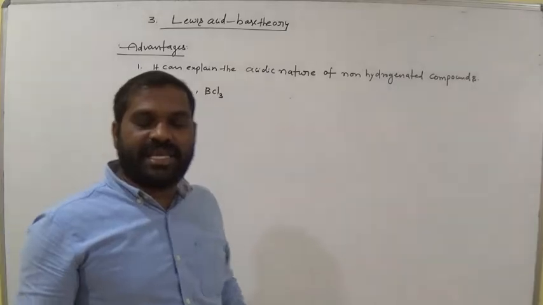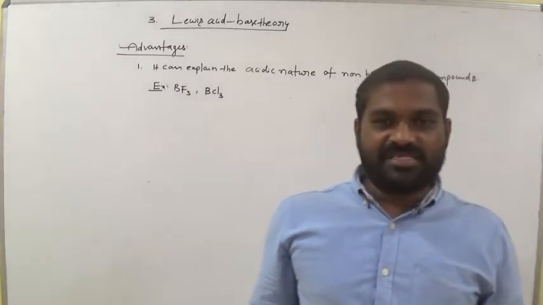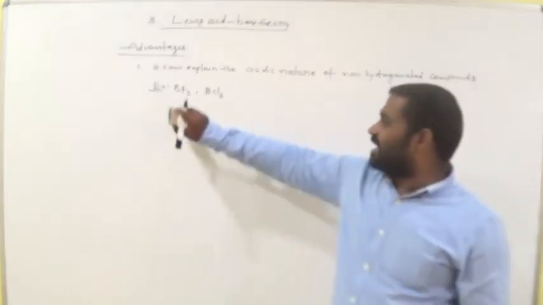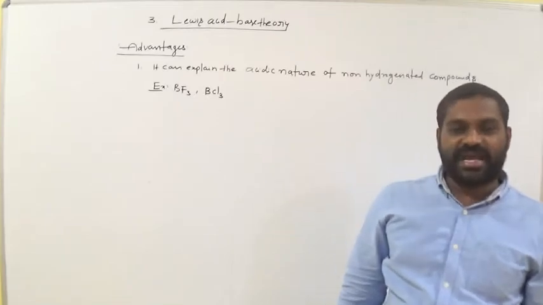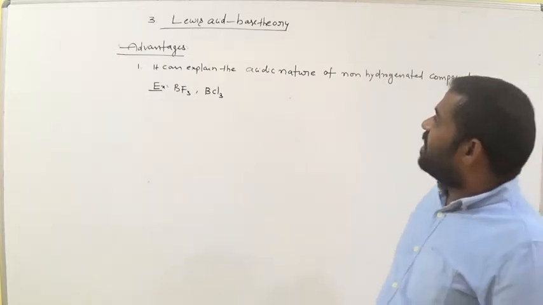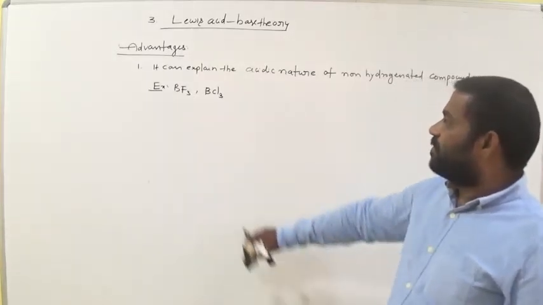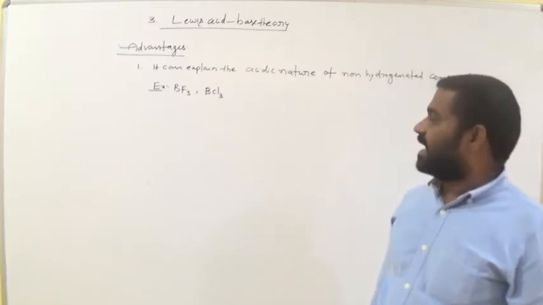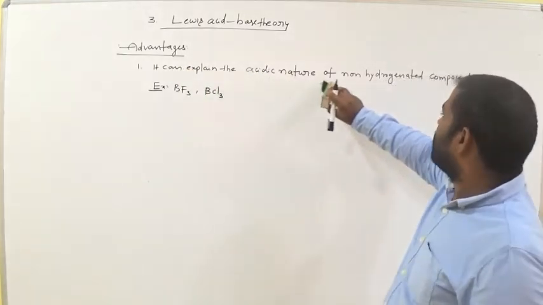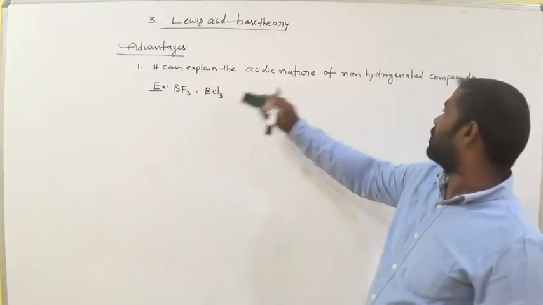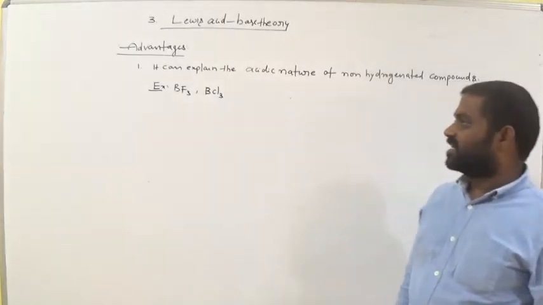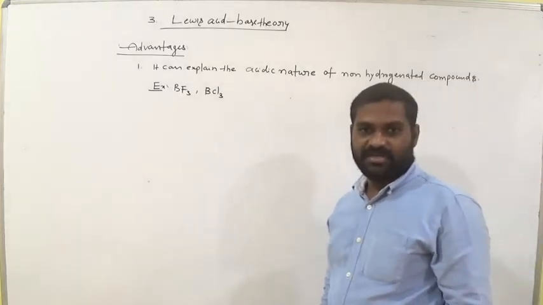Actually, in the Arrhenius acid theory and Bronsted-Lowry acid base theory, if any compound can donate H plus, we call it an acid. Okay, but here boron trifluoride and boron trichloride act as acidic compounds without hydrogen. So what is the advantage of Lewis acid base theory? Even though these compounds don't possess hydrogen, they act as acidic in nature. So it can explain the acidic nature of non-hydrogenated compounds. These act as acids even though they don't possess hydrogen. Is it clear?